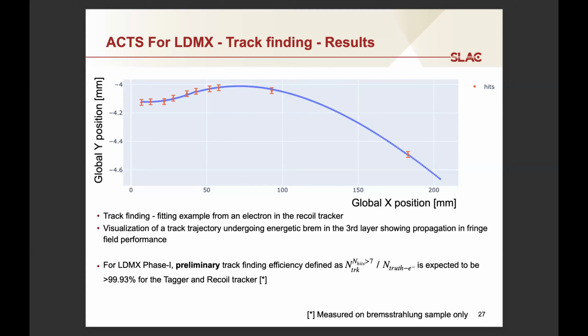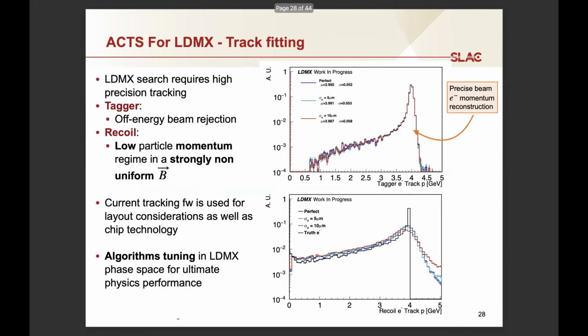For the first phase, where we're going to have a single electron per bunch, a preliminary track finding efficiency, which is defined as the number of tracks that leave at least 8 hits over the number of truth electrons, is expected to be above 99.93% for the Tagger and the recoil tracker. And this has been checked on brainstorming samples only. So pretty okay for a first try.